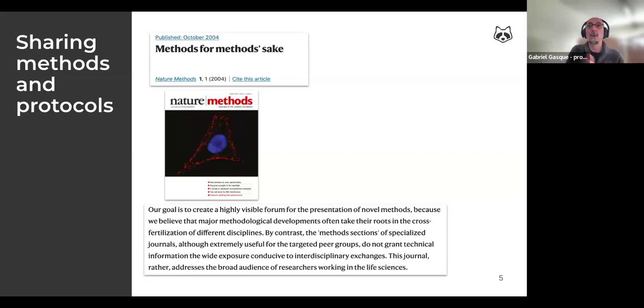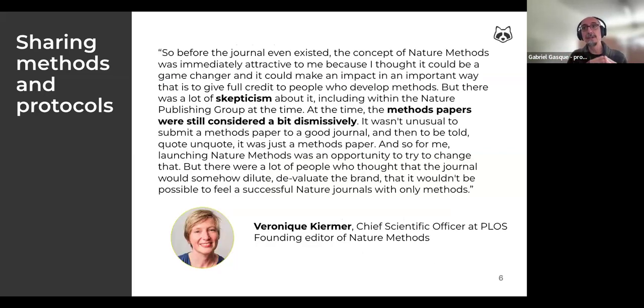But behind the scenes, what we learned from the founding editor-in-chief of Nature Methods, Veronique Kiermer, who later became the chief scientific officer at the Public Library of Science, is that even in the Nature publishing group, there was a lot of skepticism about launching this method-centered journal, because they said that Nature published research and not methods, and nobody was going to read just methods, and that these could dilute their brand, and that it will be impossible to fill a journal's pages with just methods, and so on.